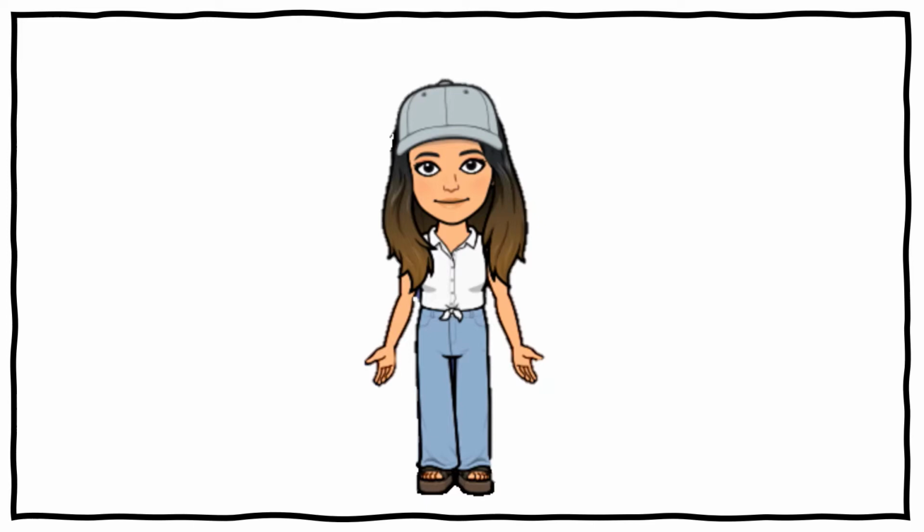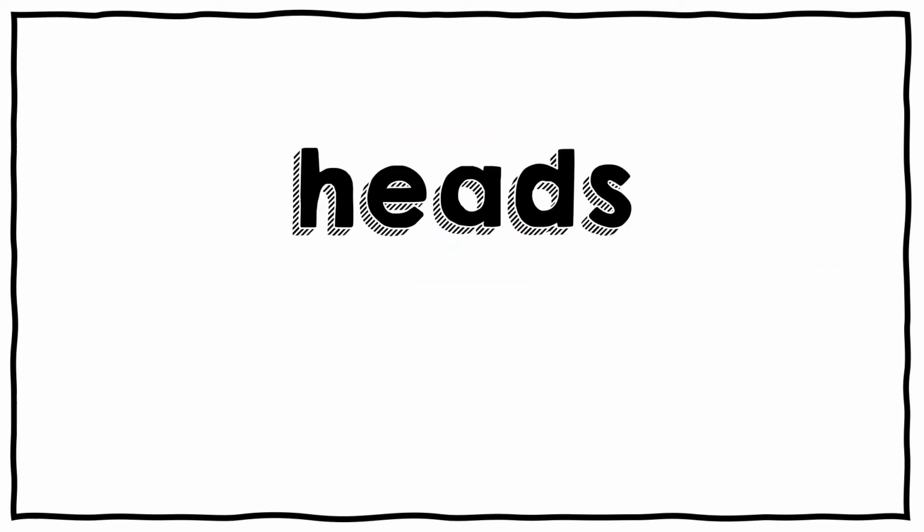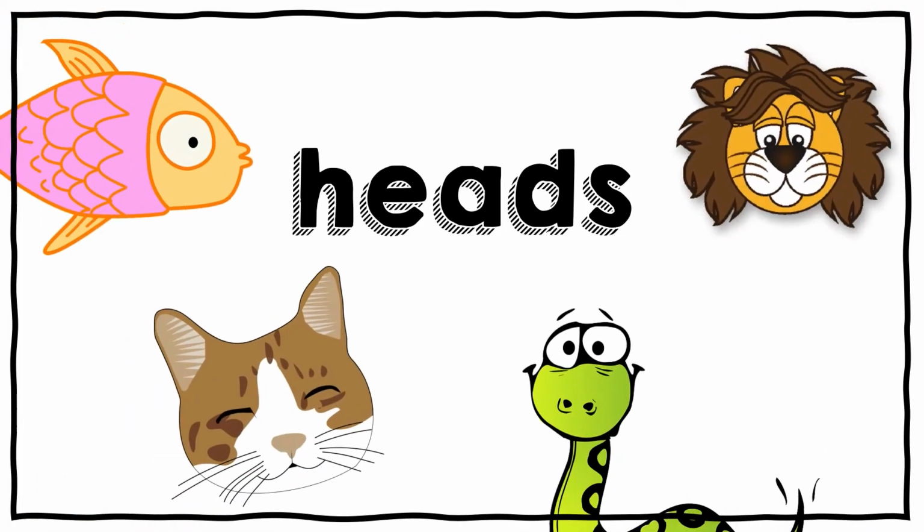Like us, the animals have also different body parts. Just like us, they have heads, trunk or the body, and limbs. Let's start with the heads. All animals have heads.